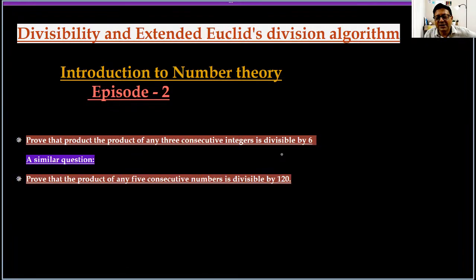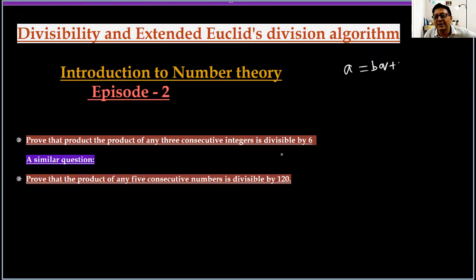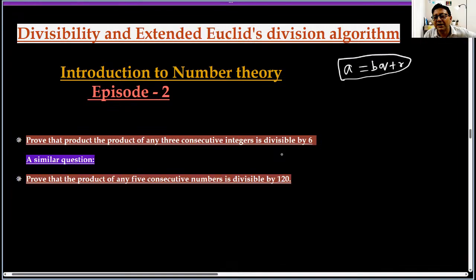Two integers a and b are there. When a is divided by b, then you can write a equal to bq plus r, where q is the quotient and r is the remainder, and r is greater than or equal to 0 and less than b. We have seen many applications in the previous session. Now we are going to apply it in a divisibility problem.